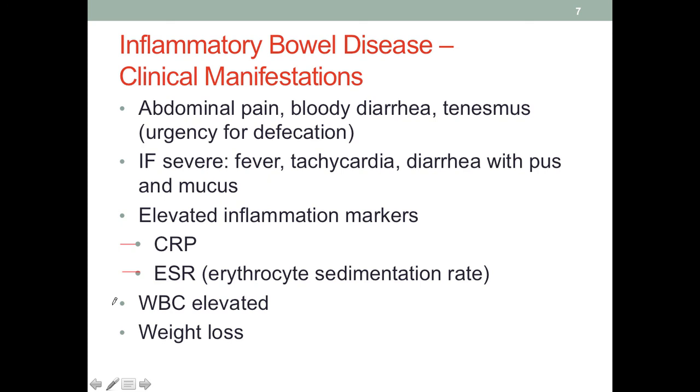Of course, white blood cell count is elevated, and also weight loss is very common, especially in people who have frequent flares of the condition. So if we think about all that's going on with the GI tract and the damage that's being done, it's understandable that people would be experiencing weight loss.